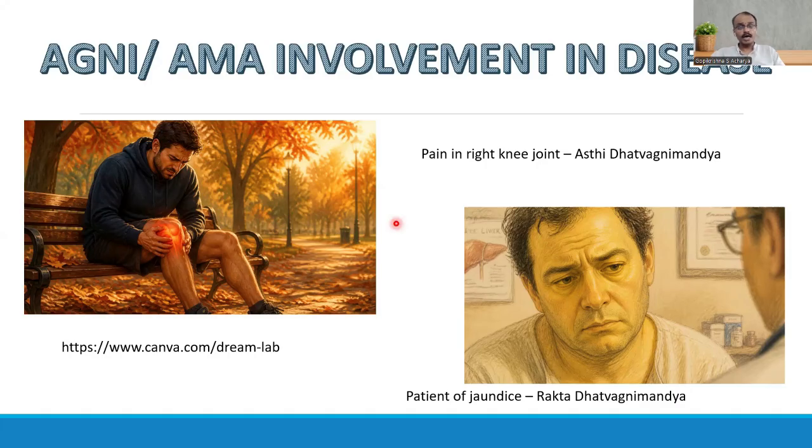Regarding the Agni and Ama involvement, in this particular example, Asthi Dhatvagni Mandya can be predicted. In the second example, Rakta Dhatvagni Mandya can be predicted. In that sense, Asthi Dhatvagni Mandya Janya Ama can be predicted in the first example, whereas Rakta Dhatvagni Mandya Janya Ama can be predicted in the second example.